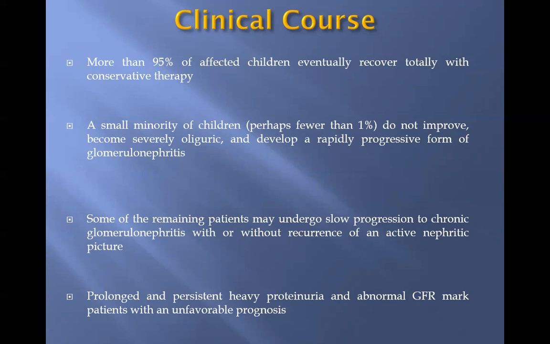Chronic glomerulonephritis. Prolonged and persistent proteinuria and abnormal GFR mark a patient with an unfavorable outcome. Instead of recovering, when the GFR is declining, this shows an unfavorable course. It means the patient is going towards rapidly progressive glomerulonephritis.